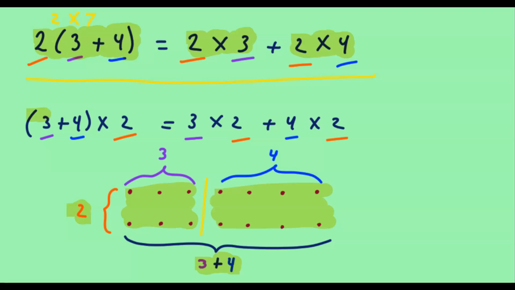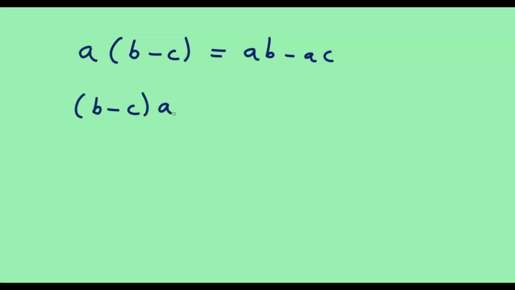We can similarly prove this second form over here. That is (3 plus 4) times 2 is equal to 3 times 2 plus 4 times 2. Now we can also use the distributive law for subtraction. If we do that, we have a times (b minus c) is equal to ab minus ac. Also, (b minus c) times a is equal to ba minus ca.